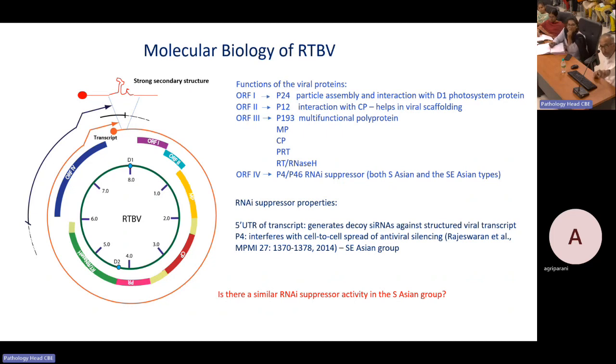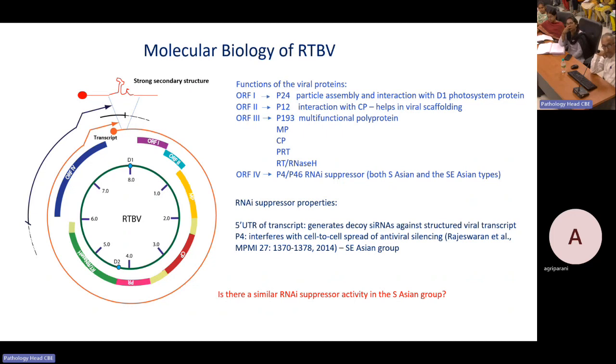ORF2, the protein there, interacts with the core protein and helps in the viral scaffolding, in the formation of the viral particles. ORF3 is a multifunctional protein. It has, as I said, movement protein, coat protein, then protease, then reverse transcriptase, etc. And then ORF4 is an RNAi suppressor. So this is a new type of concept. Again, the RNAi suppressor, which is illustrated here.